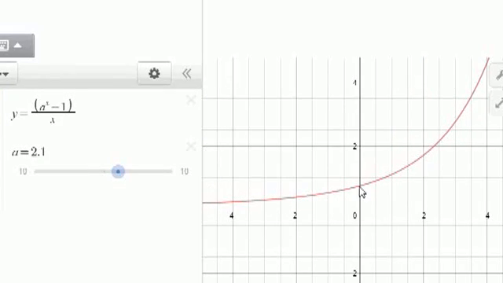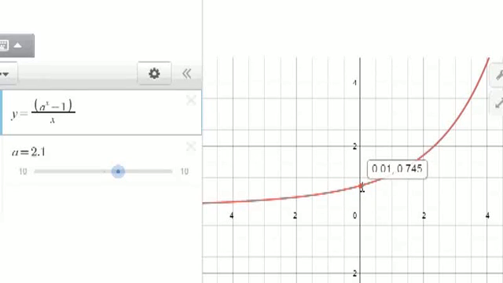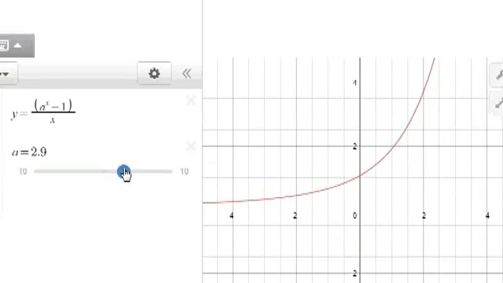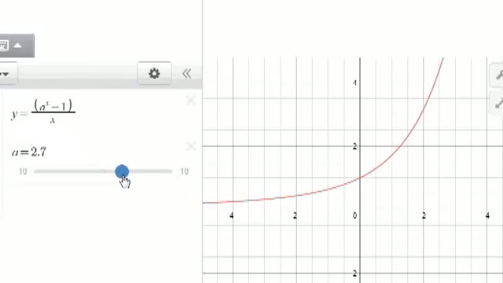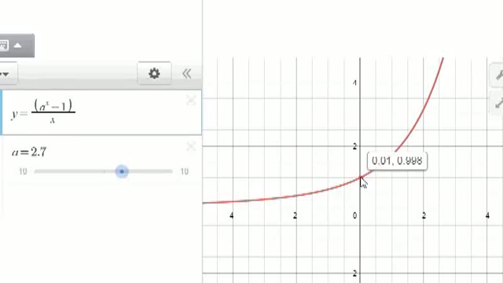2.1 here. The height here will be 0.7. That's no good. Let me guess 2.9. 2.9 here. The height will roughly be 1.076, roughly around there. So I'm going to have another guess. Let's guess 2.7. With 2.7, the height here will be 0.998.